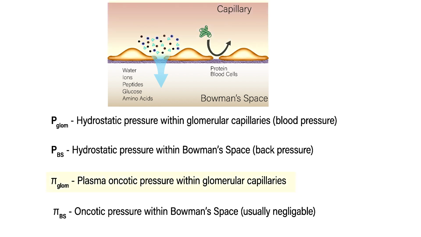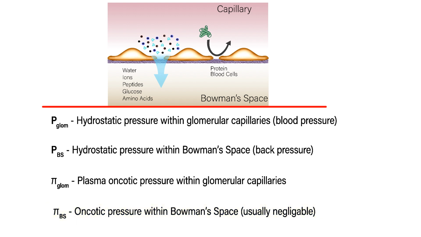There's also the plasma oncotic pressure within the glomerular capillaries, largely due to the presence of dissolved plasma proteins such as albumin. And then the potential for an oncotic pressure within Bowman's space. This is usually negligible due to the low concentration of dissolved protein within the glomerular filtrate, but it's worth noting that this parameter can be increased by certain pathological conditions such as glomerulonephritis.